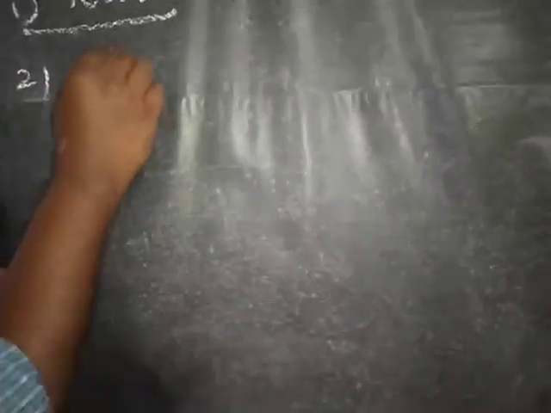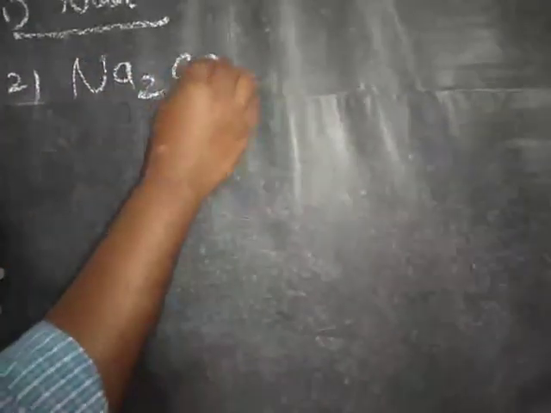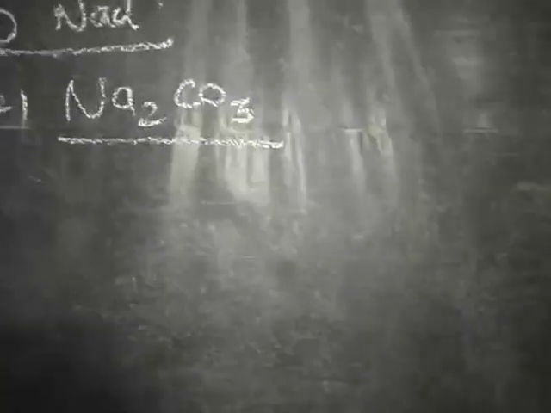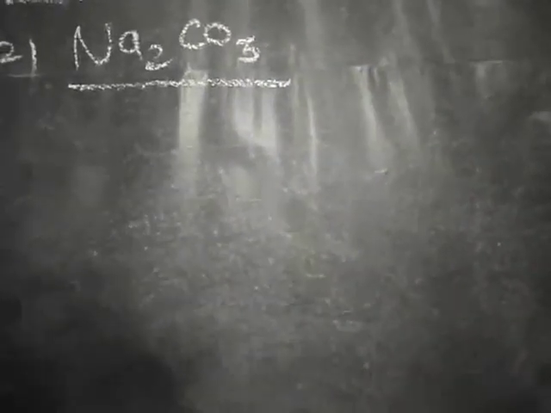Second one, washing soda, sodium carbonate, Na2CO3. It is used for softening of hard water. Second point, it is used in glass, soap and paper industries.